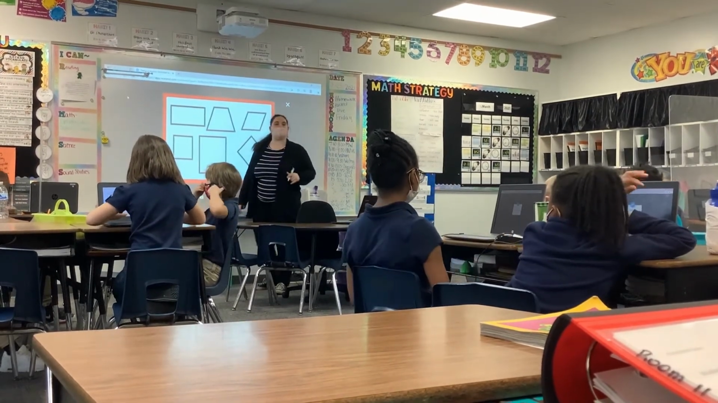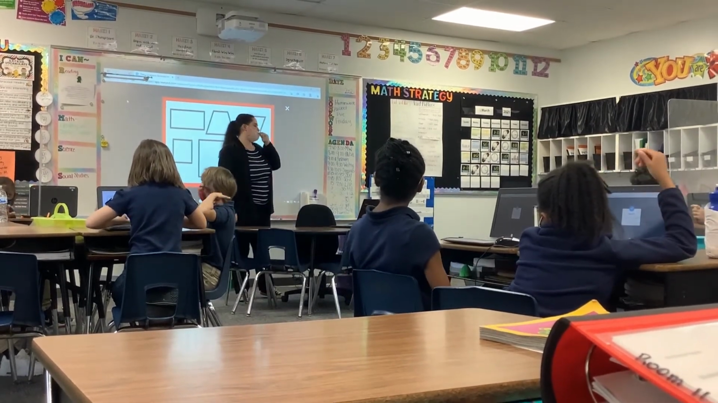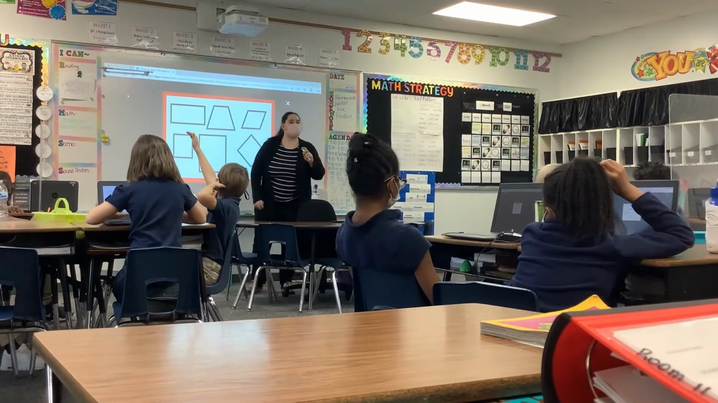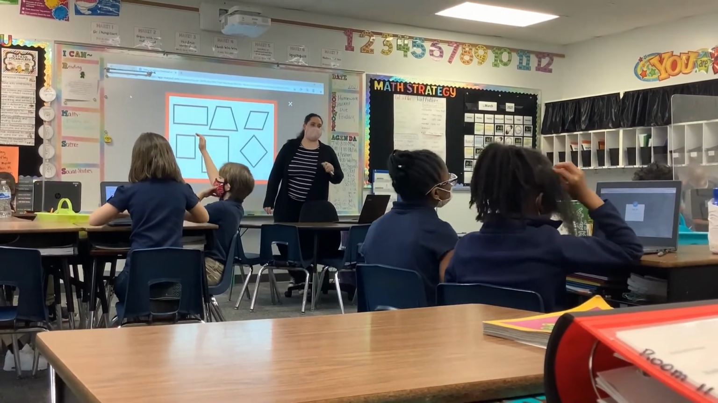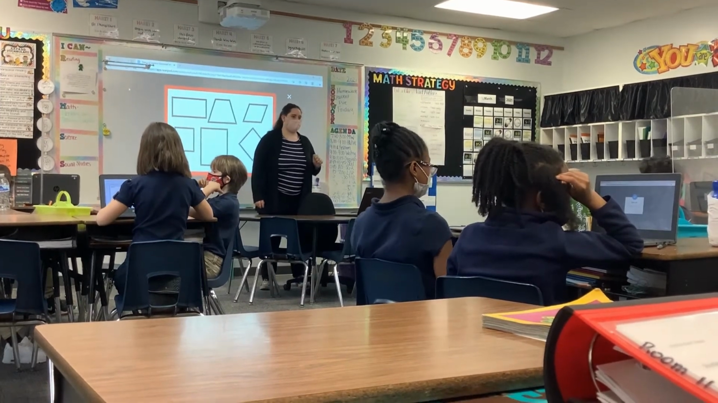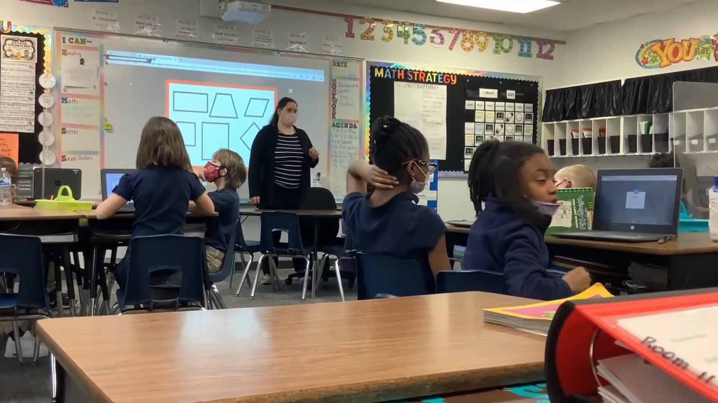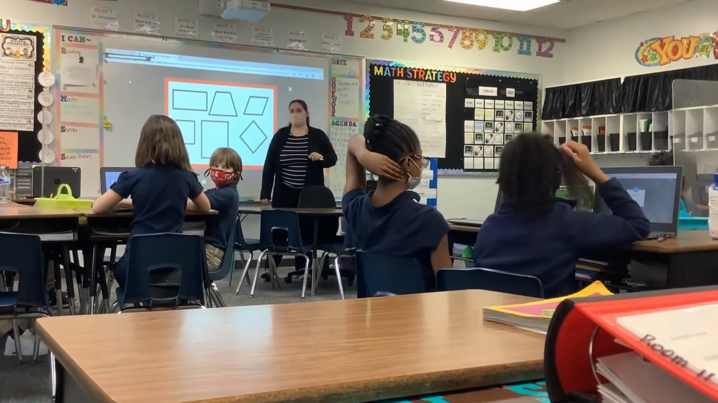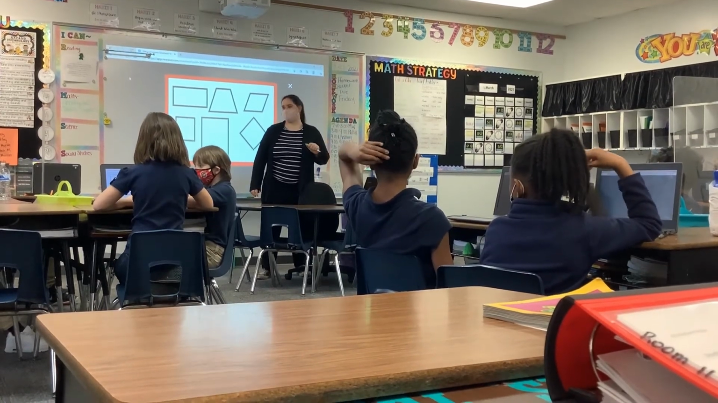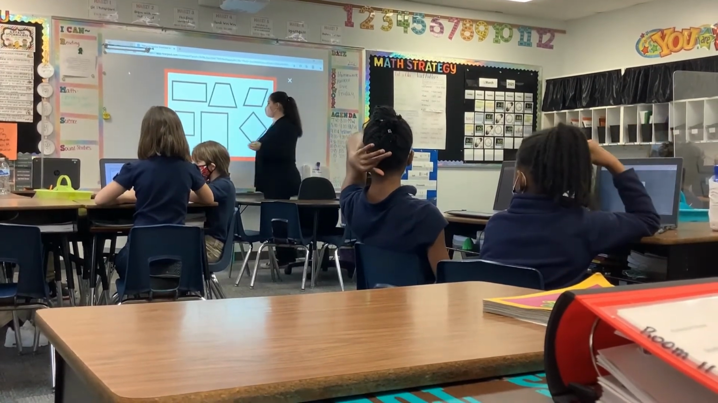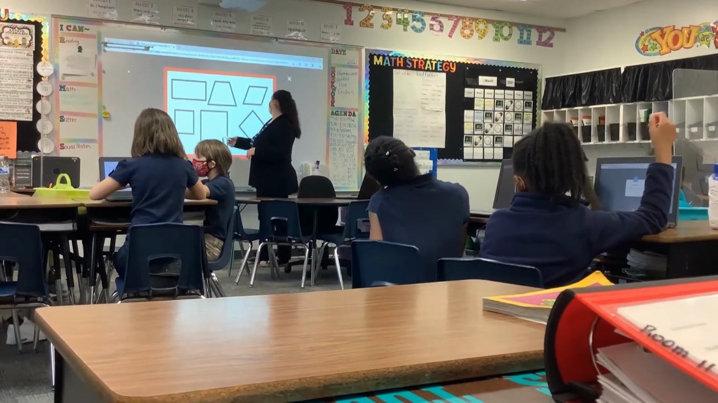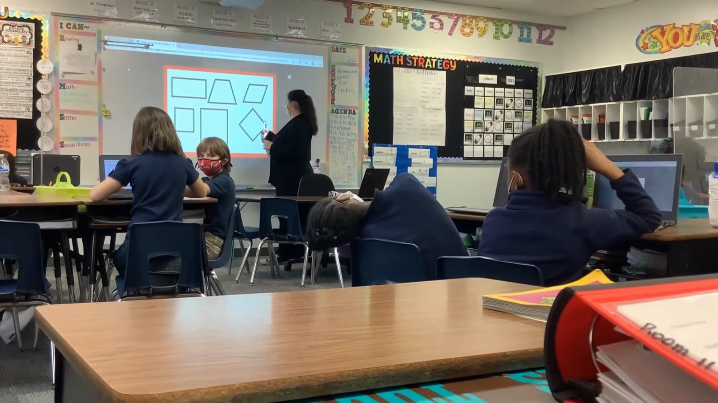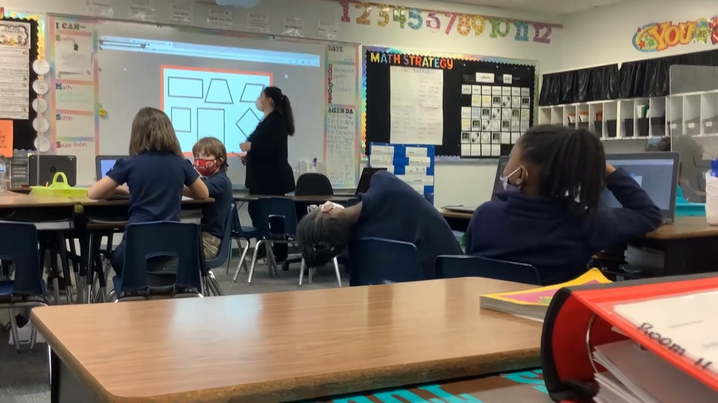So that's something that you could have said is the same. What's different? Soraya, what's something that's different about them? What's different about them, Lexi? They're all not the same shape. So they're not all the same shape. We have a rectangle, square, a rectangle, some diamond shapes, and a trapezoid.